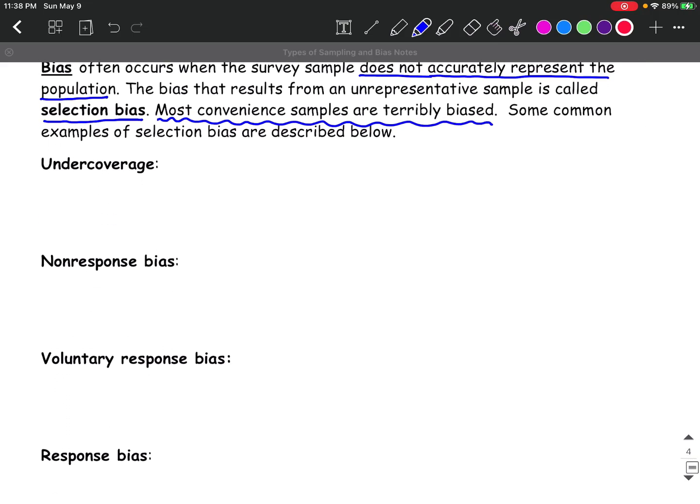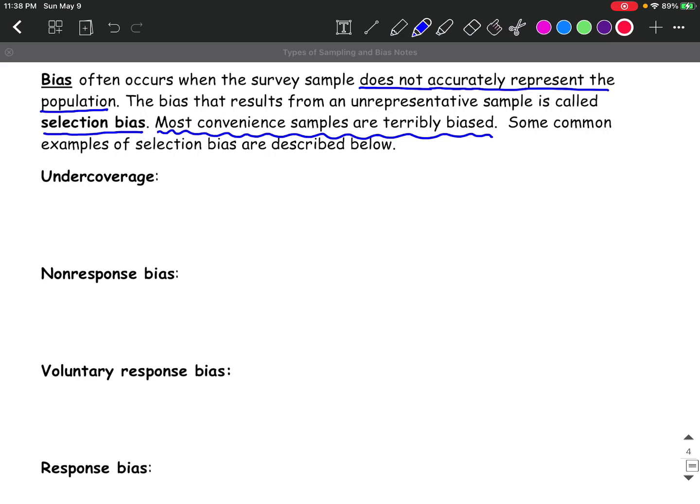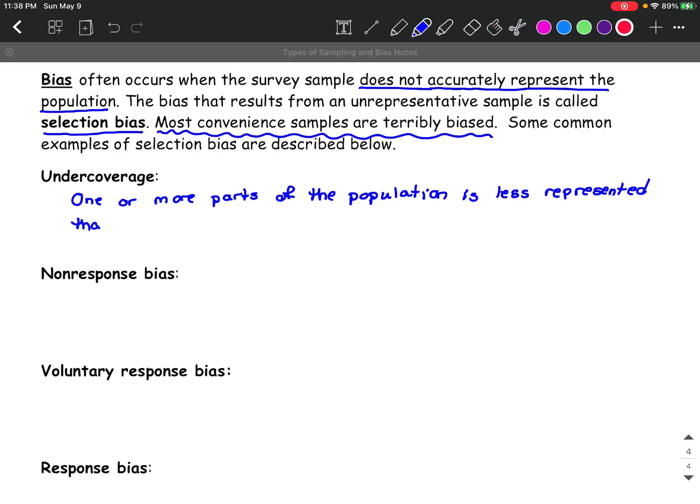One would be undercoverage. So undercoverage, kind of what it sounds like. One or more parts of the population is less represented than other parts. So if you're standing in front of Stop and Shop, its customers are represented there, but ShopRite's customers are not really represented in the same way.